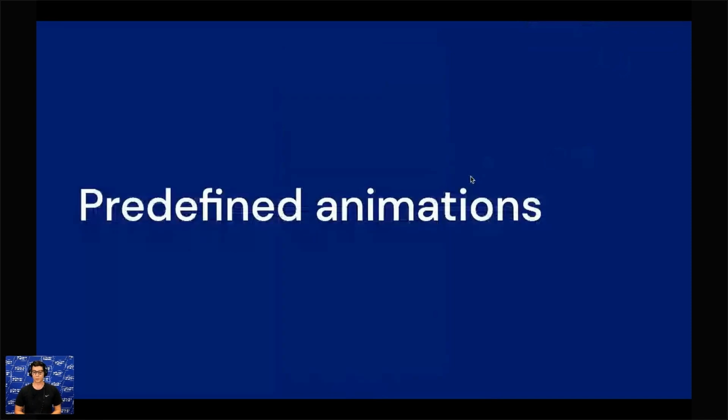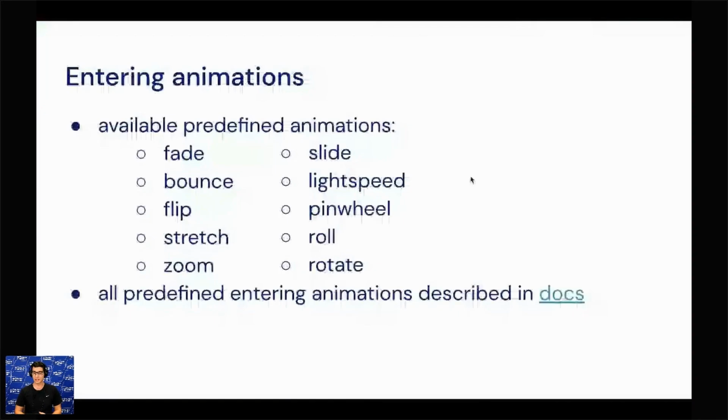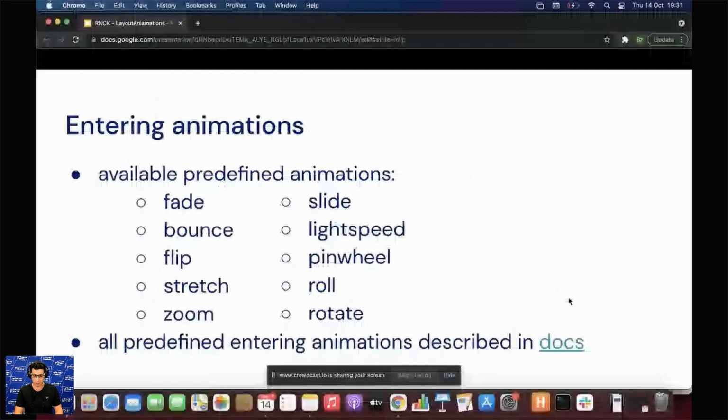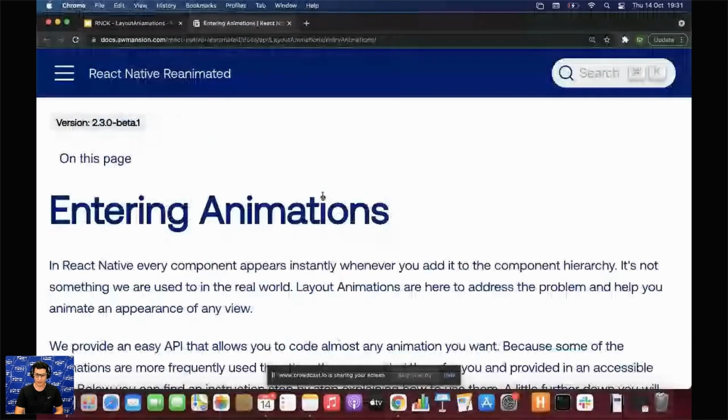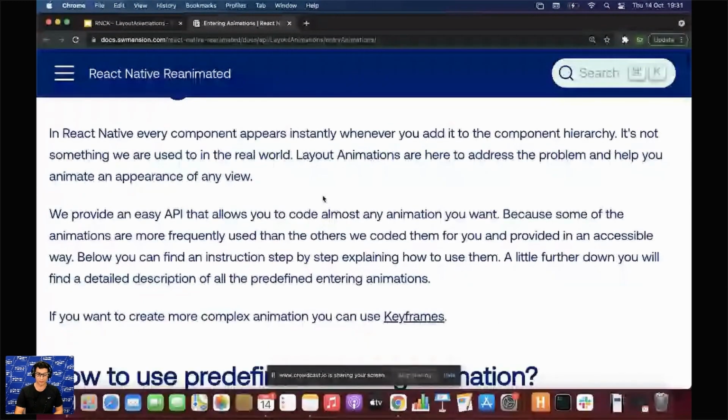Let's talk now about our predefined animations. Here is a list of actually only the types of predefined entering and layout animations, because we have several variations for each of them. We have fade, slide, bounce, light speed. We'll see them in a moment. What I would like a developer to do, if a developer wants to use our predefined animations, is actually go to our documentation page. That's what I want to show you here, because we have a pretty polished documentation page.